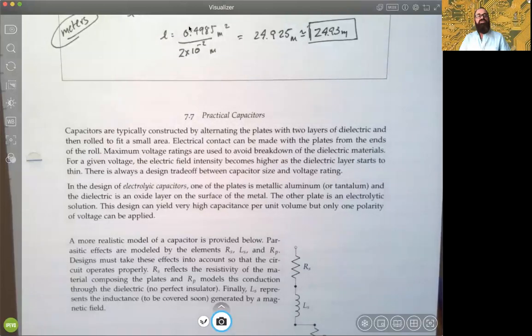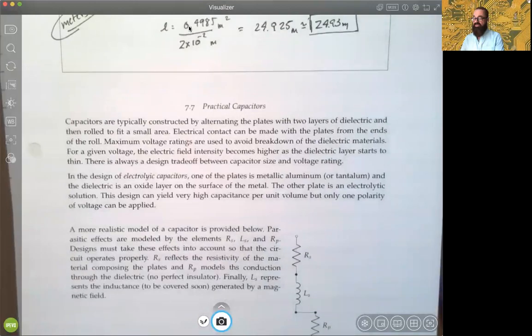In the design of electrolytic capacitors, one of the plates is usually metallic aluminum or tantalum, and the dielectric is usually an oxide layer on the surface of the metal. The other plate is usually a solution, an electrolytic solution. And this design is heavily desirable for high capacitance per unit volume, but only one polarity of voltage can be applied, okay? So because of that fluid, you're only going to have it all positive on one plate and negative on the other, okay, in terms of the plate.